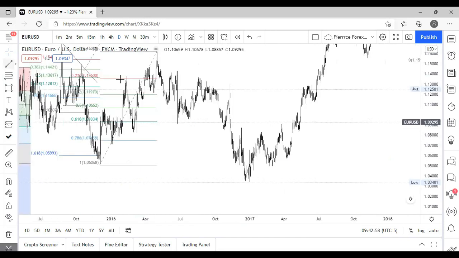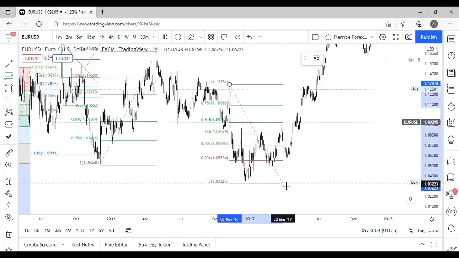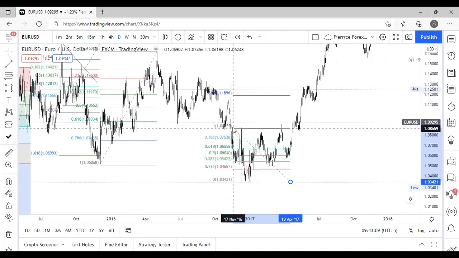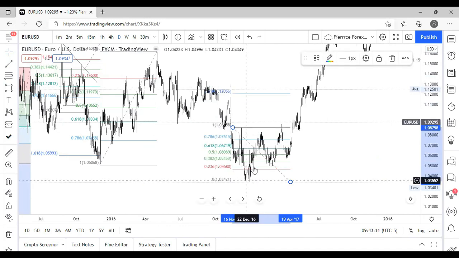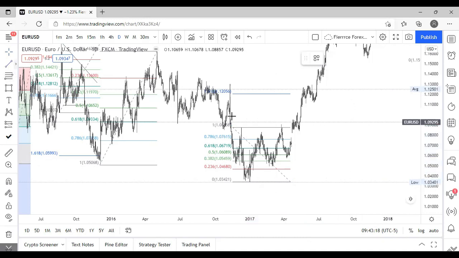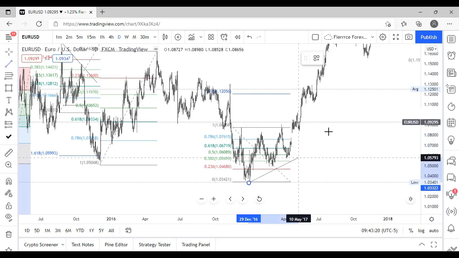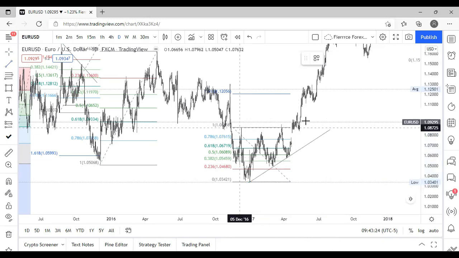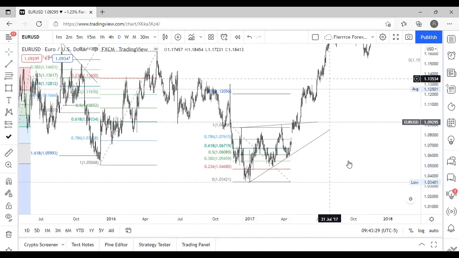Now, let me see another one, maybe this one to this one. From this swing high to this swing low, as you can see, guys, here we retraced above the 50%. So we're just looking to buy. And on top of that, we have an ascending wedge pattern. Boom. So those are the two confluences.